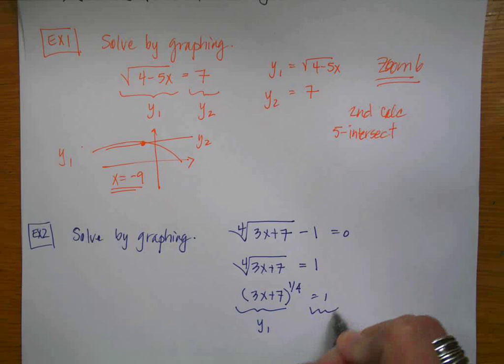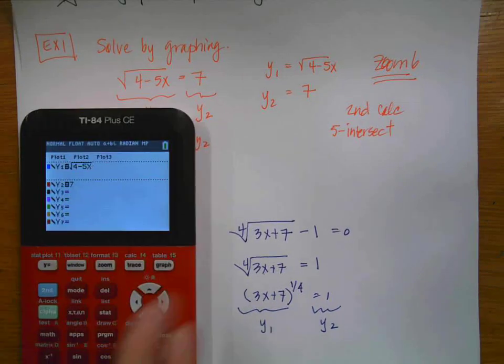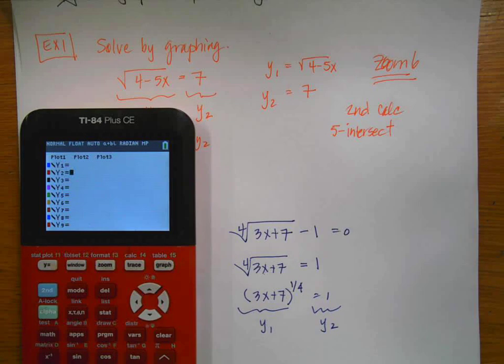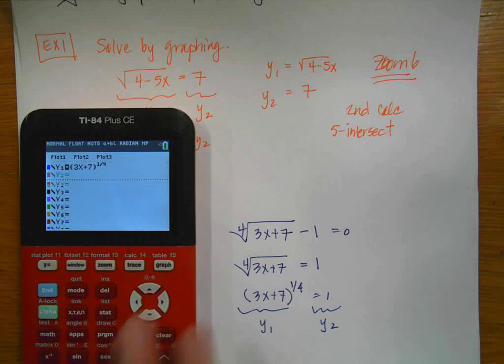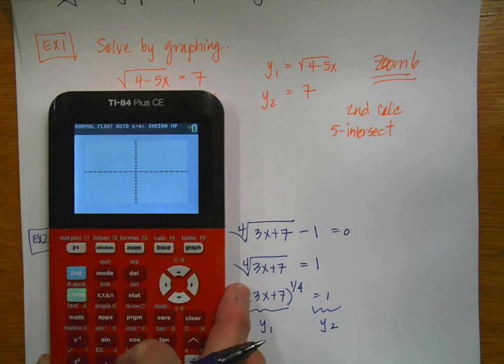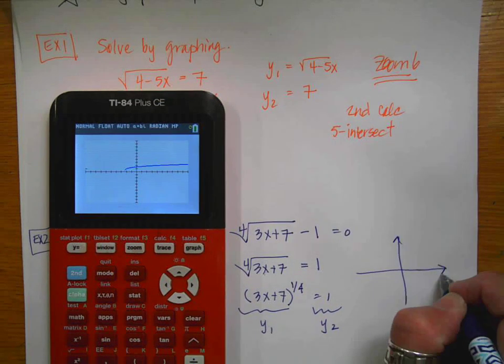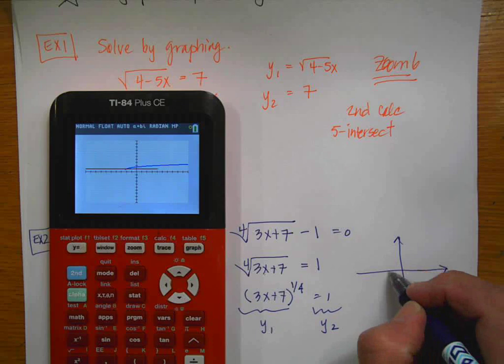This is going to be my y1. This is going to be my y2. So I'm going to put those two equations in my calculator. The first one is 3x plus 7 raised to the 1 divided by 4. And then my second one is y is equal to 1. And I'm going to do a Zoom 6. So here comes my graph. And I'll include my graph.